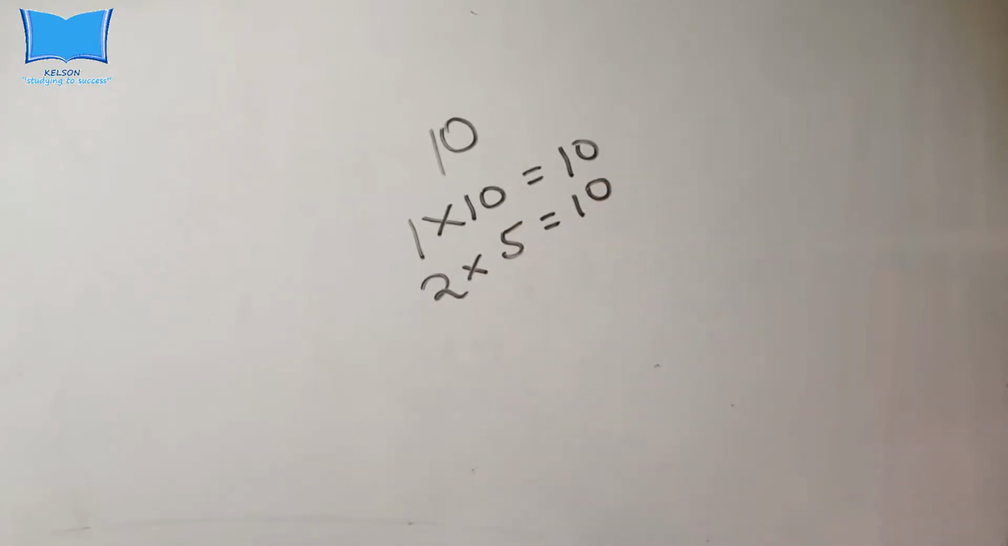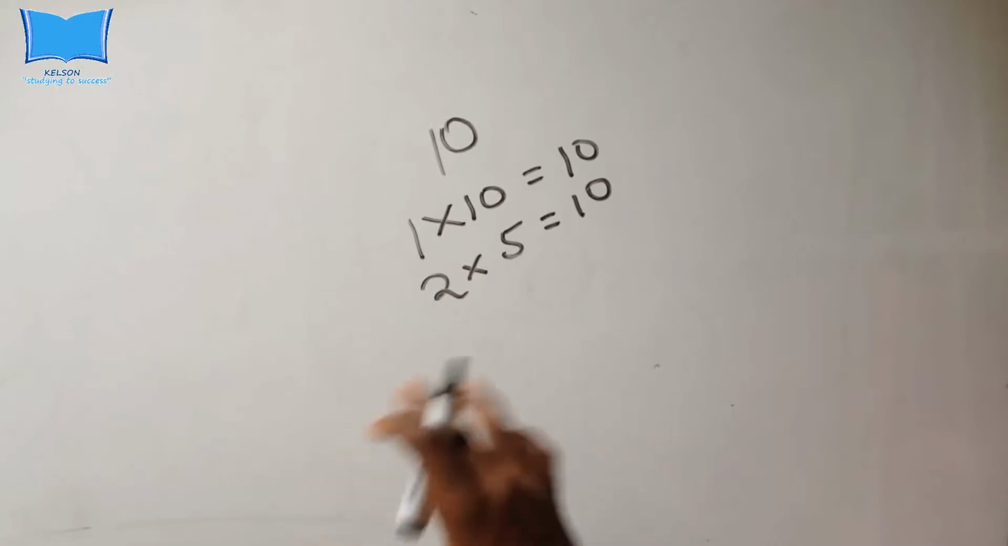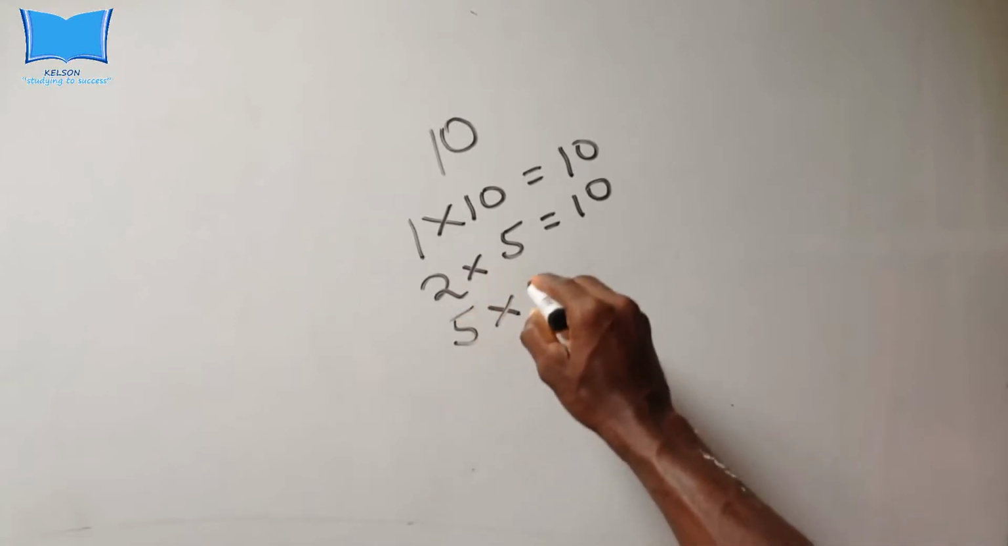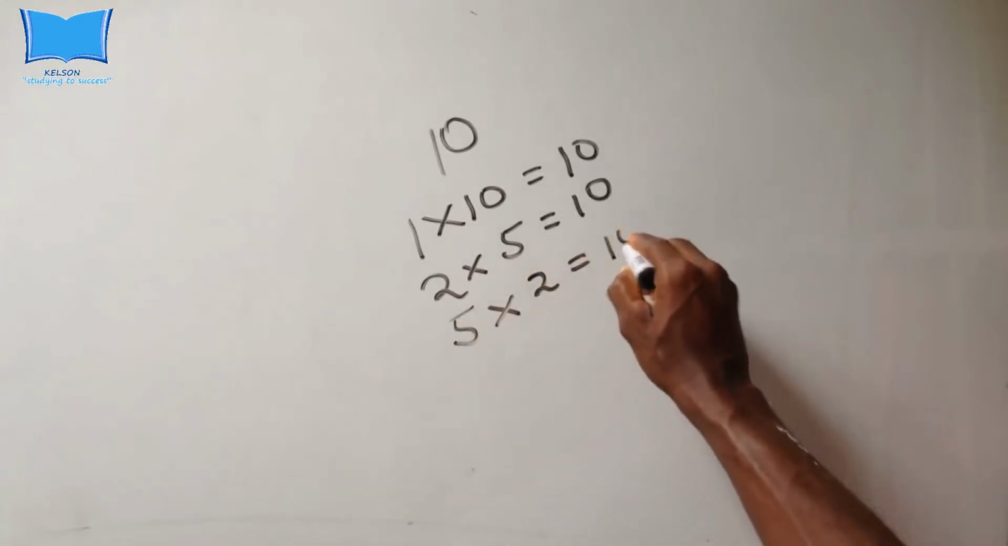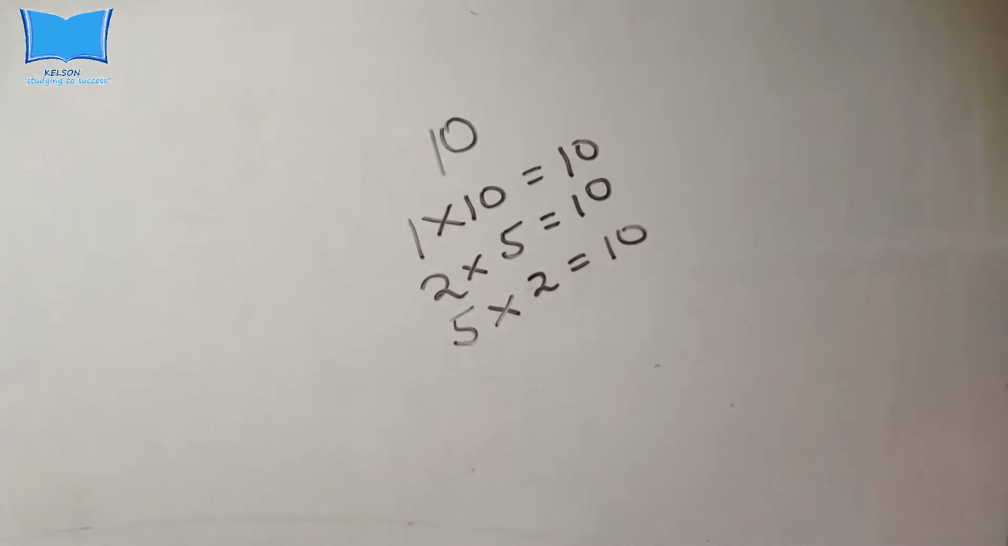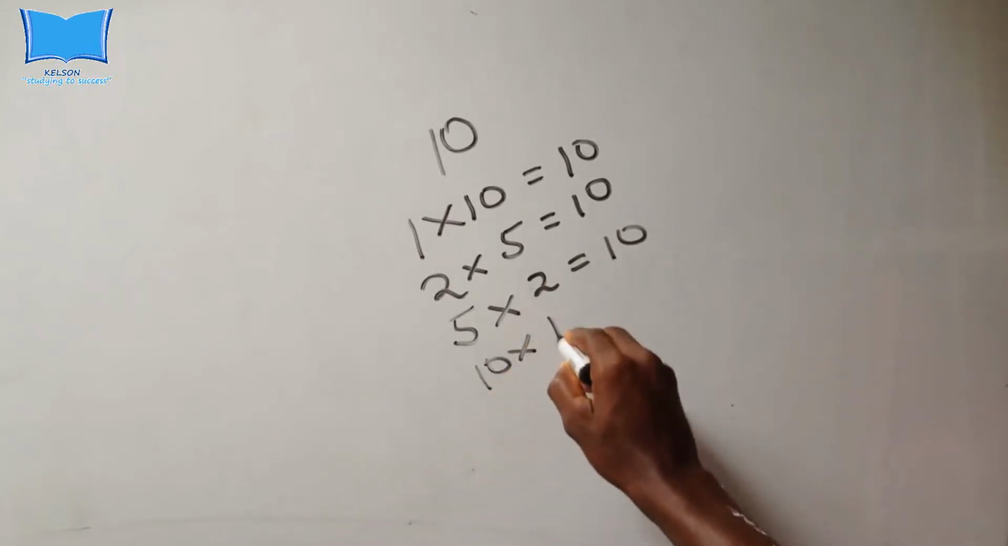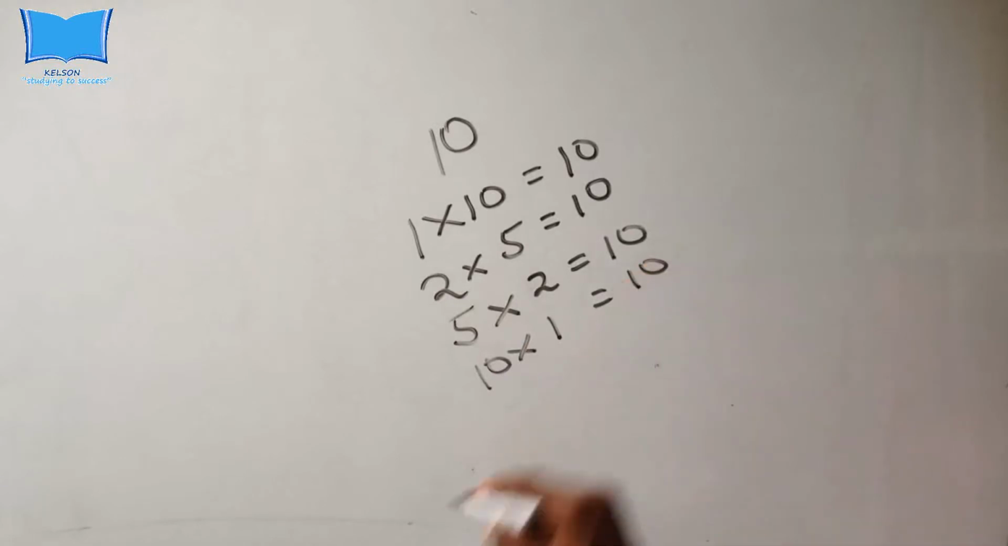3 times 3, 9. 3 times 4, 12. No, wouldn't work. 4 times 2, 8. 4 times 3, 12. No. 5. Yes, we already have 5 in our numbers here, because we already have 5 times 2. So 5 is also another factor of 10. Yes. And then 10 itself is another factor of 10.